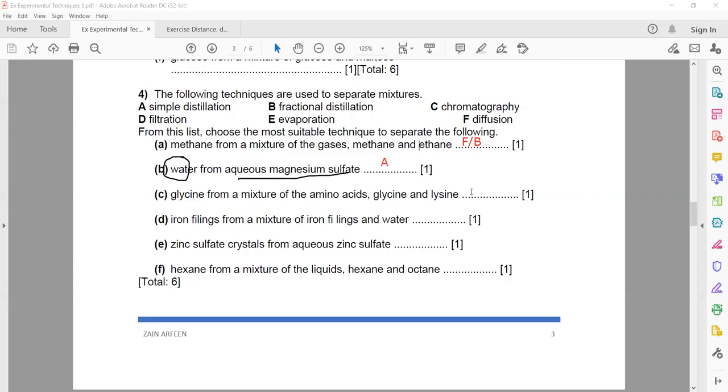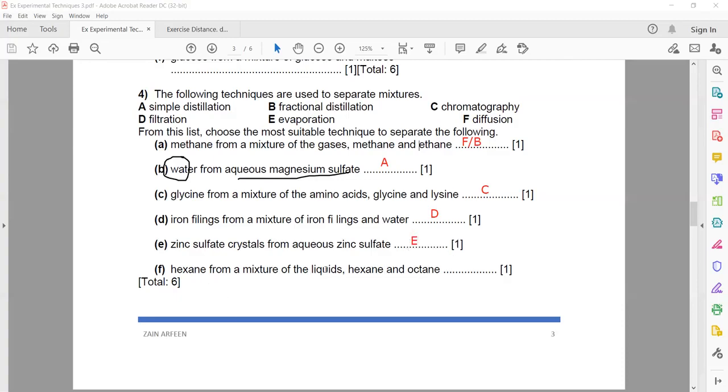A mixture of amino acids. Amino acids are colorless, so we use chromatography. Iron filings, which are insoluble in water, so we can use filtration, so D. Zinc sulfate crystals from aqueous zinc sulfate. So we need salt from solution. When we need salt from the solution, we can use crystallization or evaporation. But here there is no option of crystallization, so evaporation is denoted by option E.